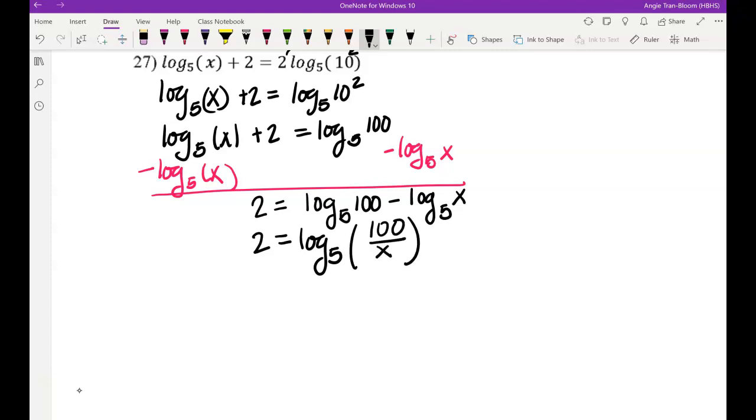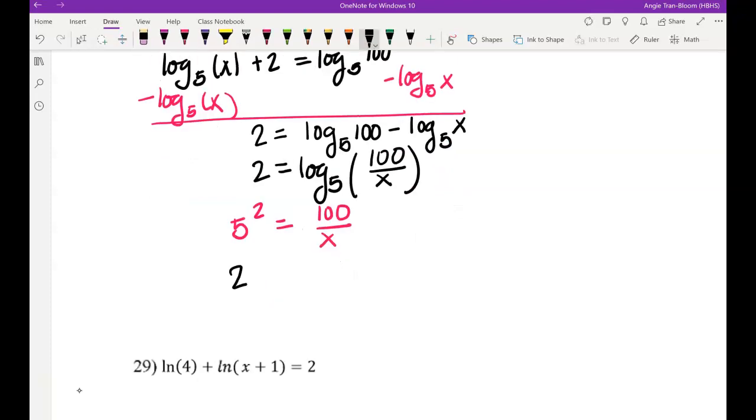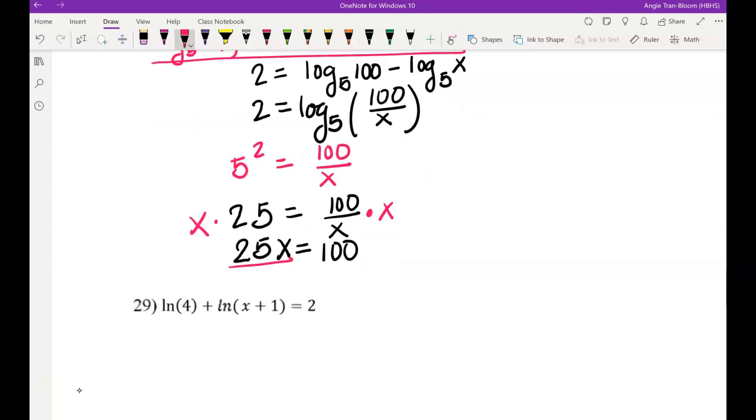Now, since we could only condense it to 1 log on the right and the left side does not have a log, we have to rewrite this as an exponential. So your base is 5, so 5 squared equals 100 divided by x. 5 squared is going to give us 25 equals 100 over x. Multiply both sides by x to get rid of your fraction. So that's going to give us 25x equals 100. Divide both sides by 25. So x will come out to be 4.